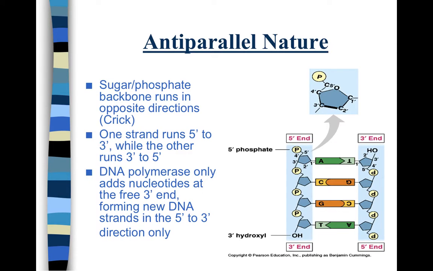All right, anti-parallel nature. The sugar phosphate backbone runs in opposite directions, thanks to Crick. One strand runs 5' to 3', while the other runs 3' to 5'. DNA polymerase only adds nucleotides at the 3' end, forming new DNA strands in the 5' to 3' direction only. So this is very important to understand.